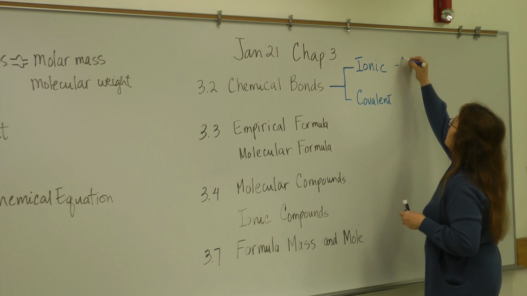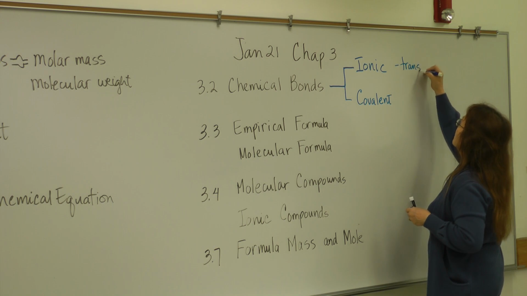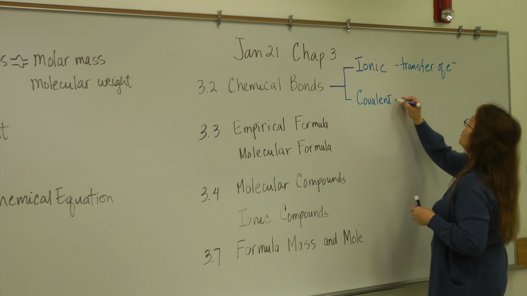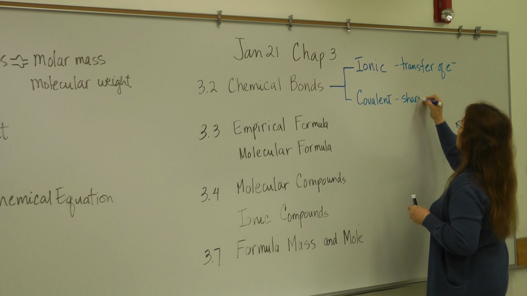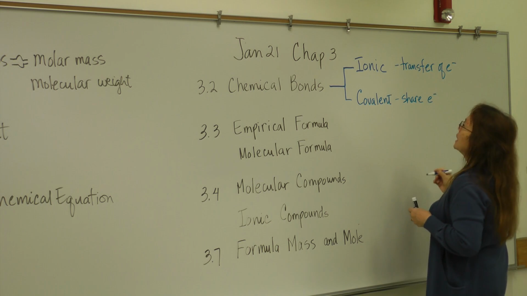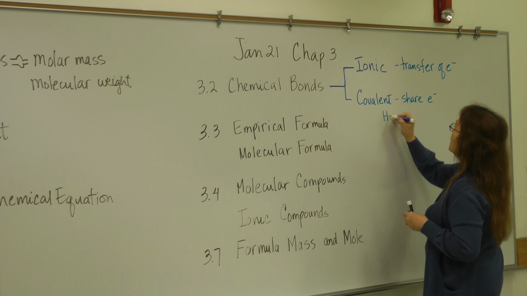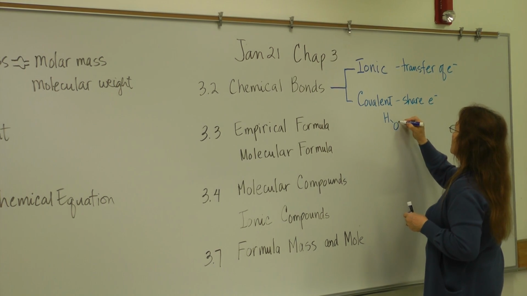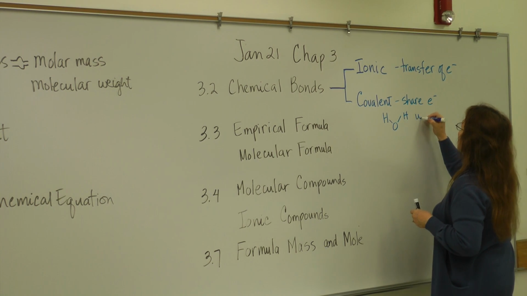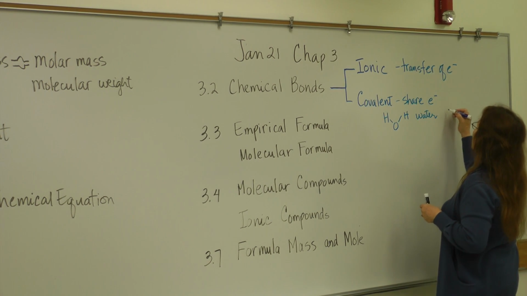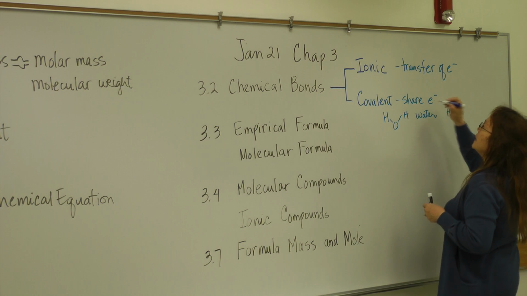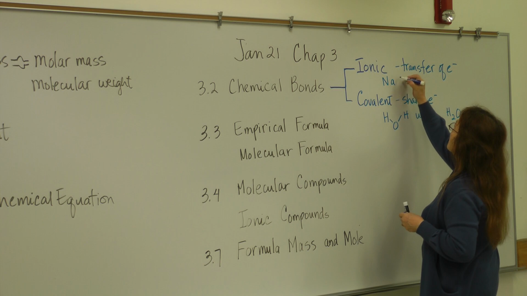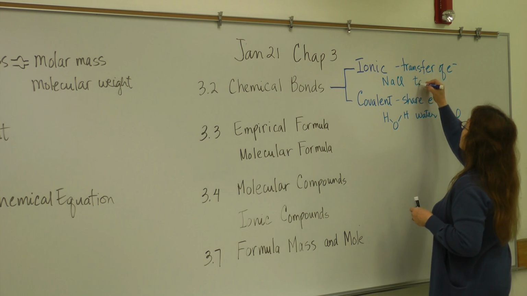Ionic is the transfer of electrons, and covalent is the sharing of electrons. An example is water, or we say H2O. An example would be sodium chloride, table salt.